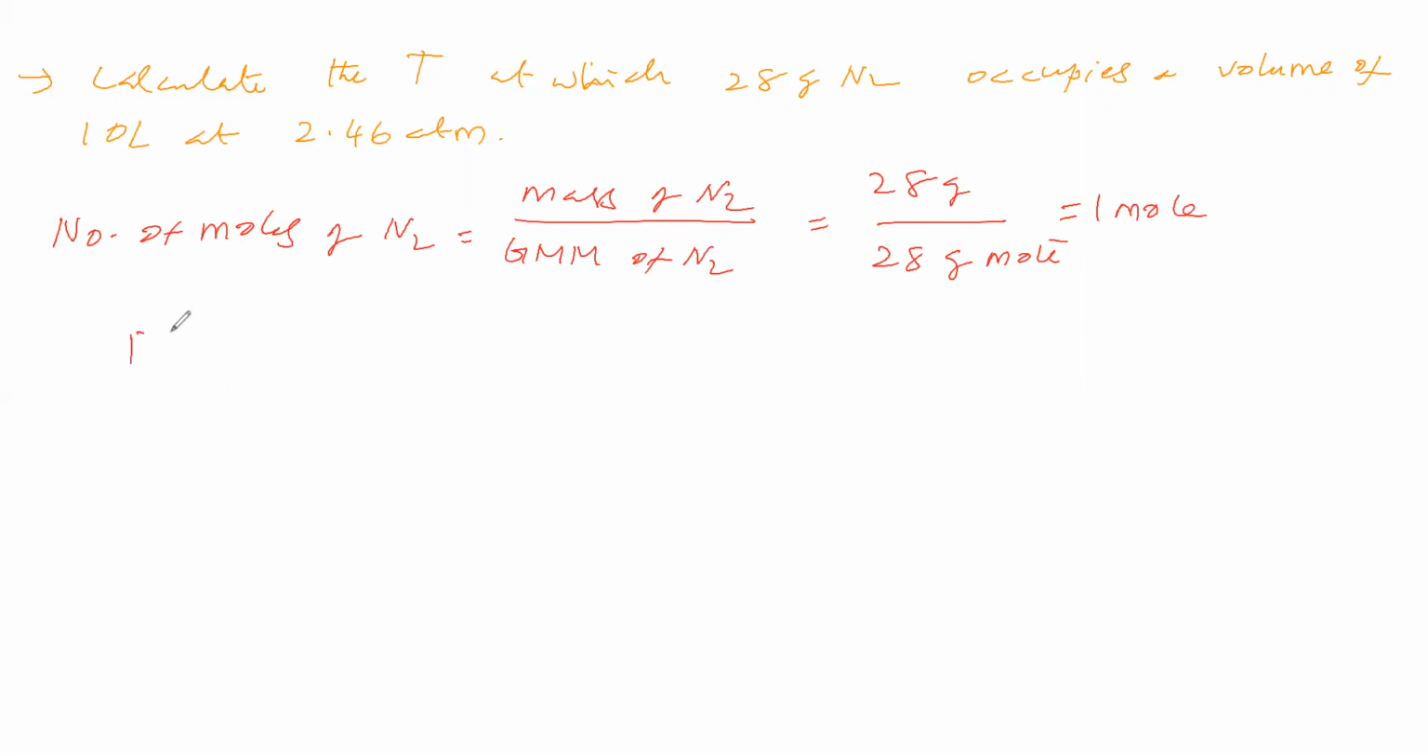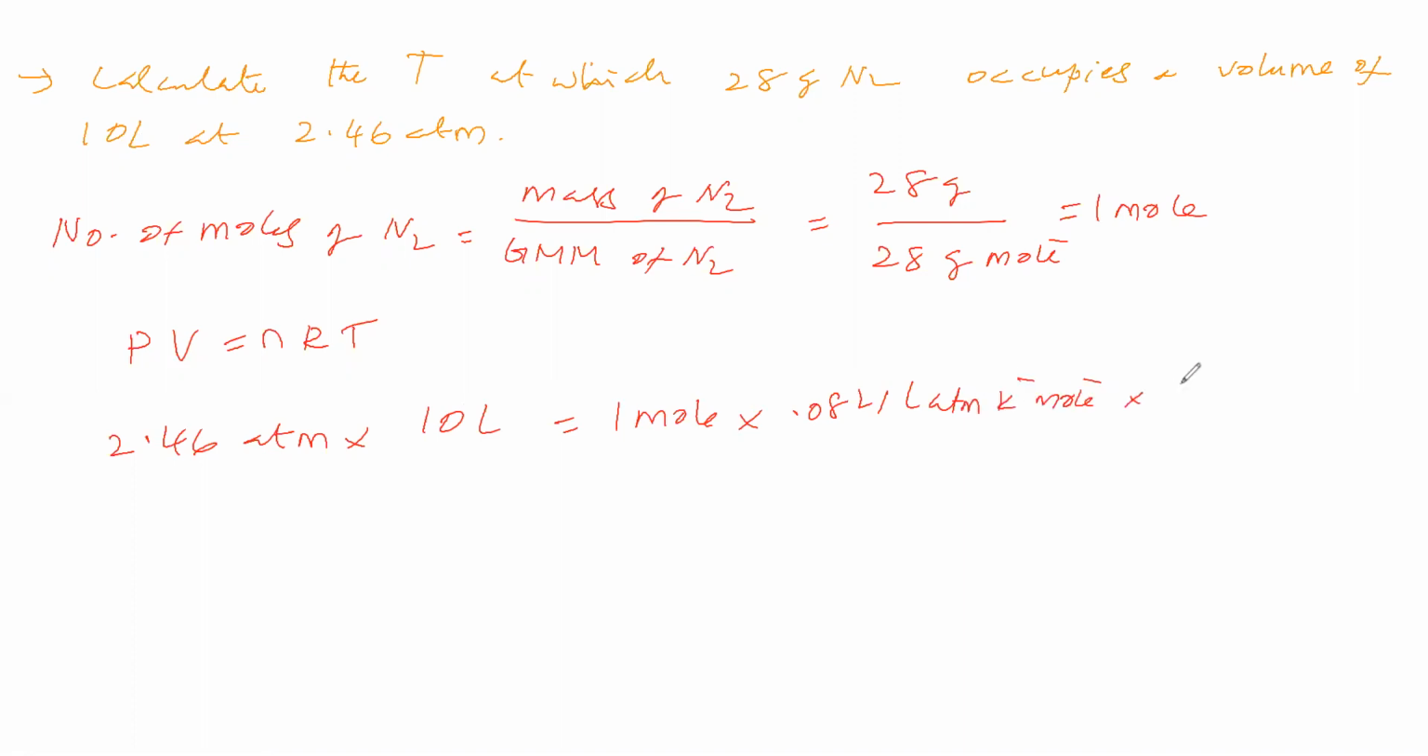Now we will take the ideal gas equation, PV is equal to nRT. We will substitute pressure, 2.46 atmosphere. Then we will substitute volume, 10 liter. Number of moles is 1 mole. R value is 0.0821 liter atmosphere per Kelvin per mole. Then we can find the temperature. Okay, so we got temperature. Temperature is 299.64 Kelvin. Now we will go to the next question.